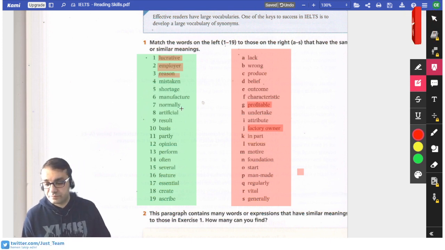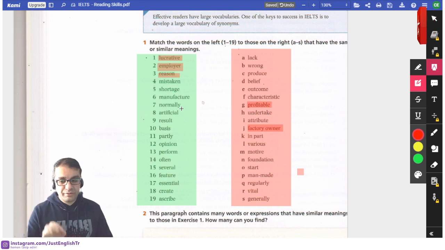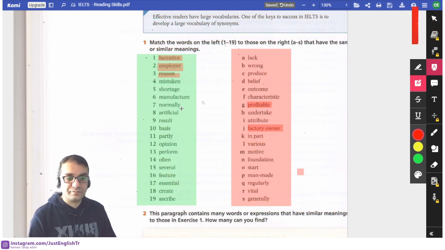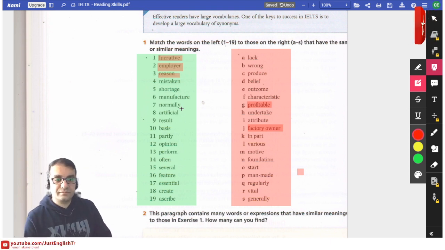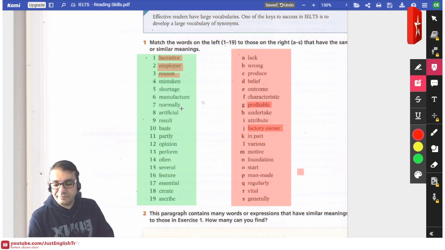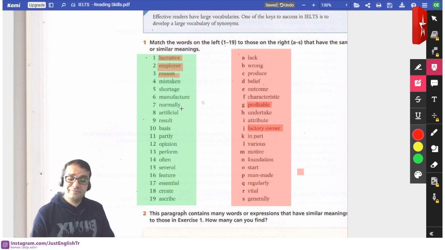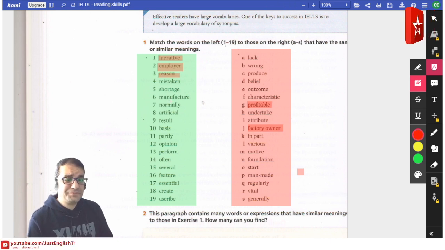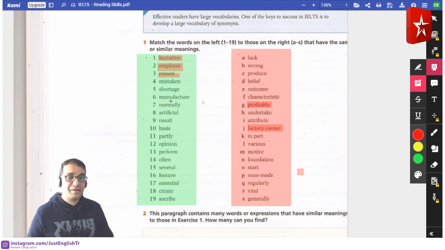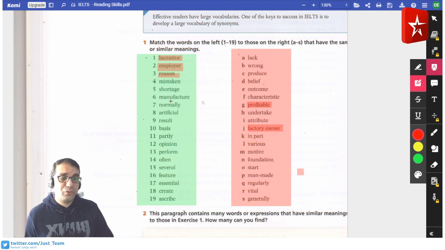Reason. Number 3, reason. Yeah, a bit skeptical here. Number 3, which one? Reason? Number 3, guys. What is number 3?